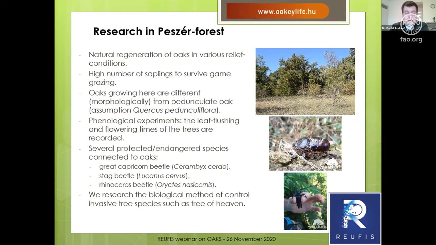We researched the biological method of controlling invasive species, such as tree of heaven, Ailanthus altissima. There are some fungi, for example Verticillium species, which work against these tree species. We researched the selectivity of these fungi. Thank you for your attention.